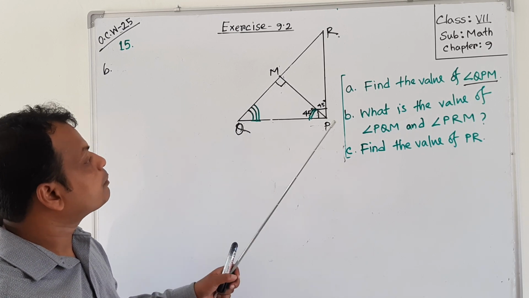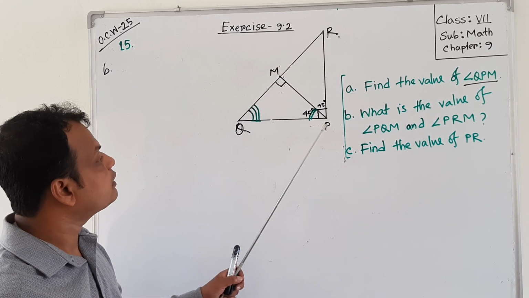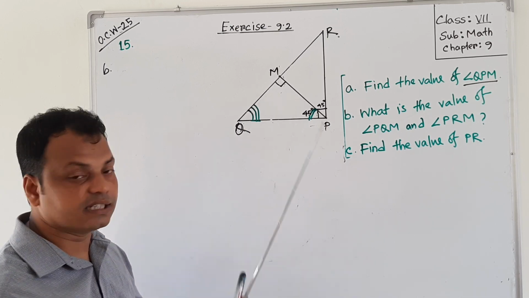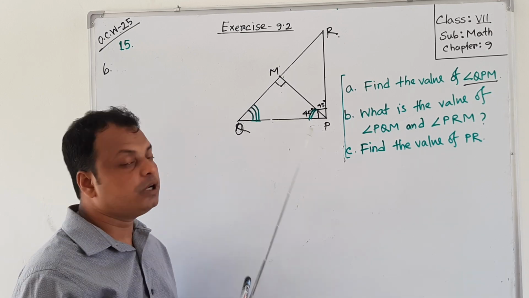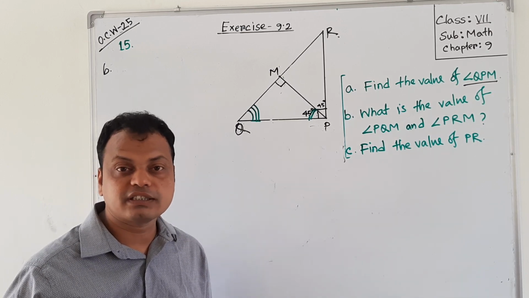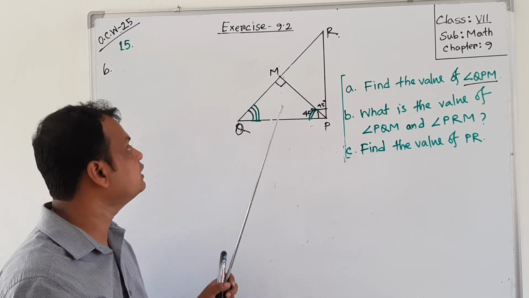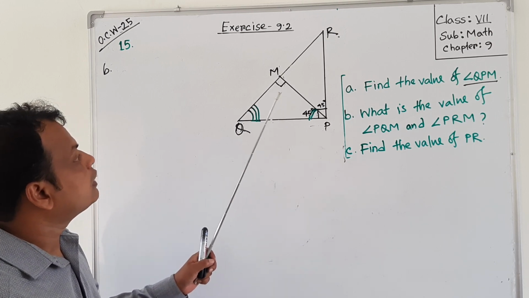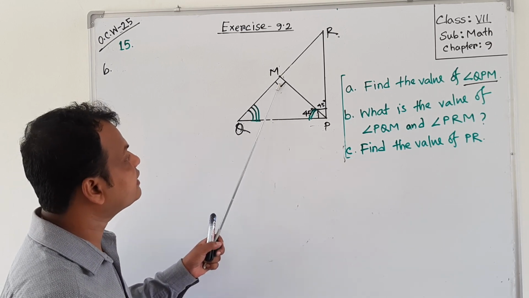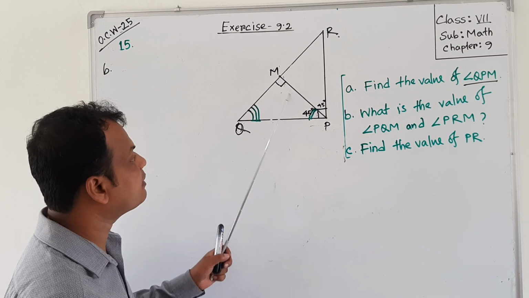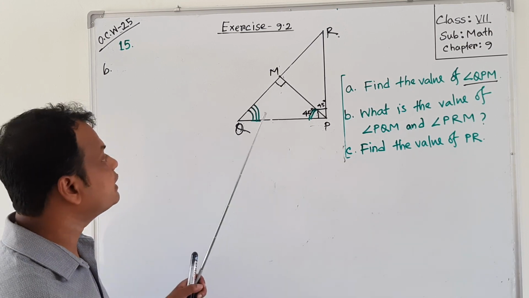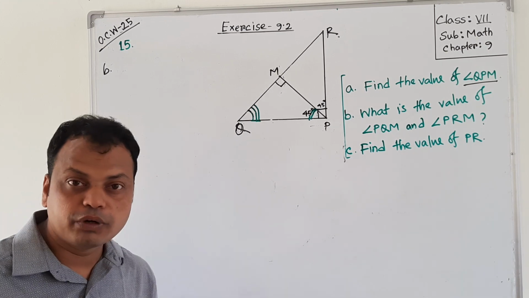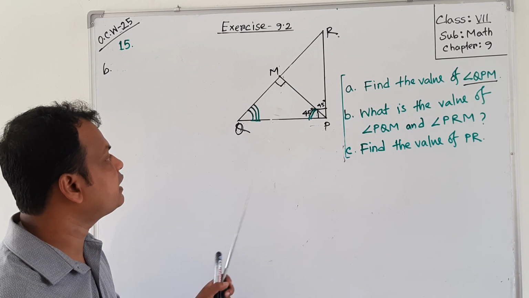So from the triangle PQM, the sum of three angles will be 180 degree. We know that the sum of three angles of a triangle is 180 degree. If we subtract this 90 degree plus 45 degree, the sum of these two angles, from 180 degree, then we will get the value of this angle. In this way, we will find the value of this angle PQM.